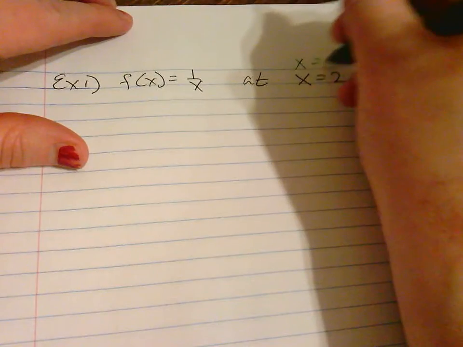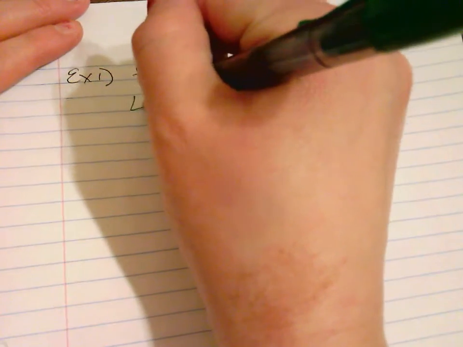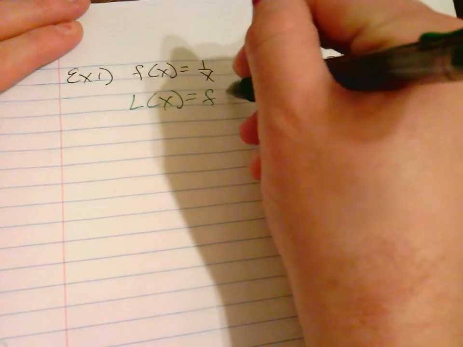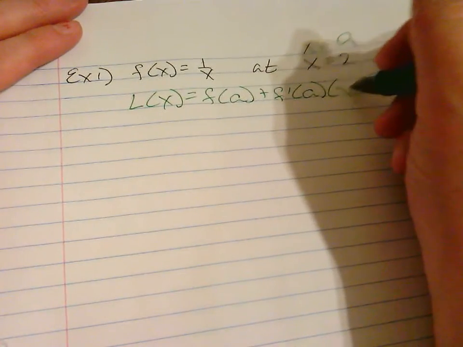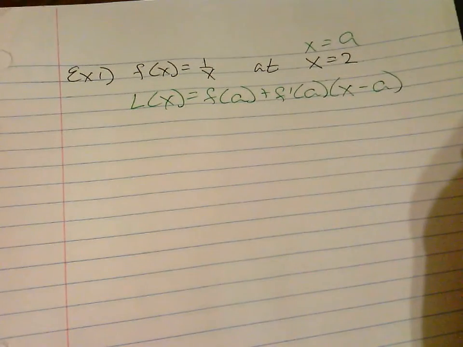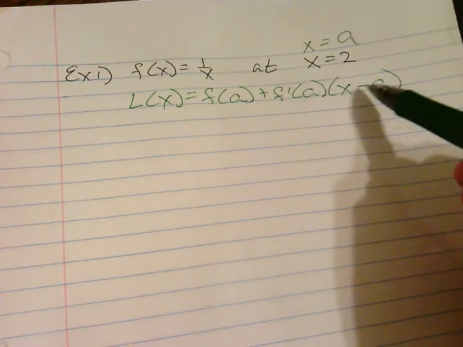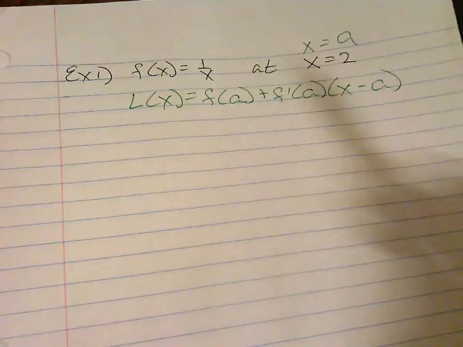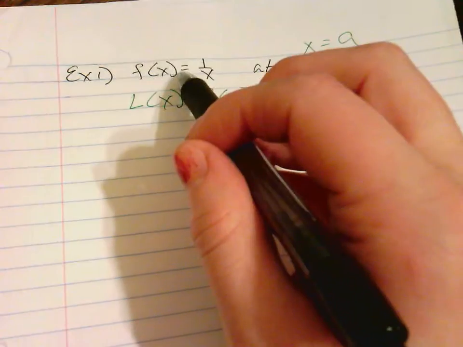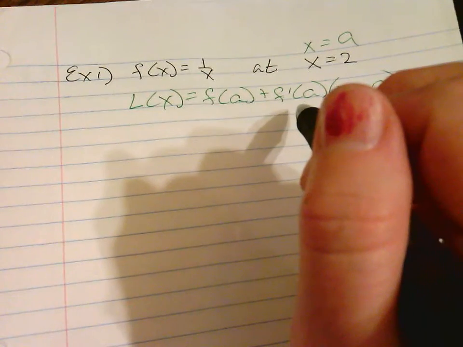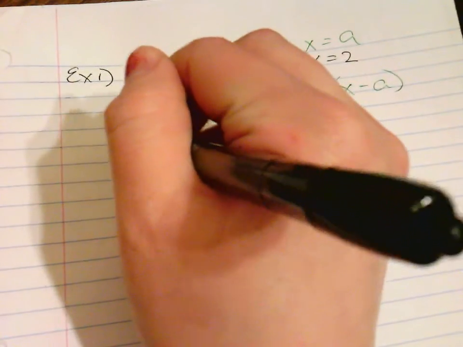Okay, so here's our definition of linearization, which is L of x equals f of a plus f prime of a times x minus a. Kind of looks a little bit like point slope form, which it is. So this is m times x minus x1 plus y1. Alrighty, so we need to find the derivative. We got f of x. Well, let's do f of a first. So f of a, which is f of 2, is 1/2.